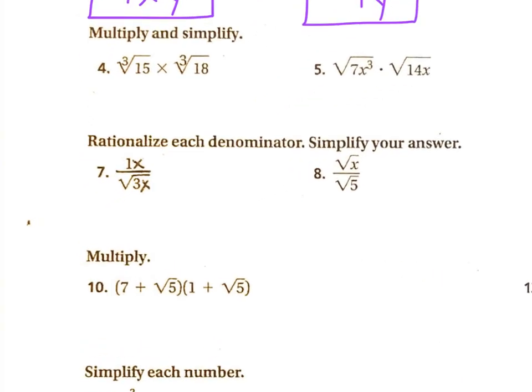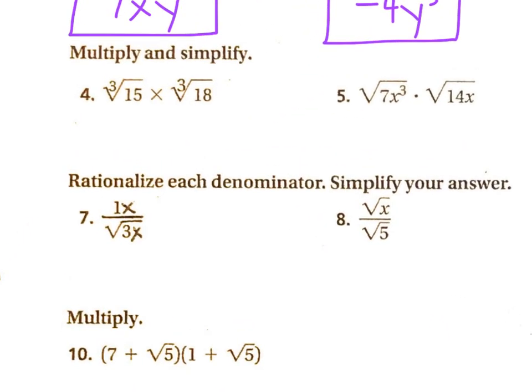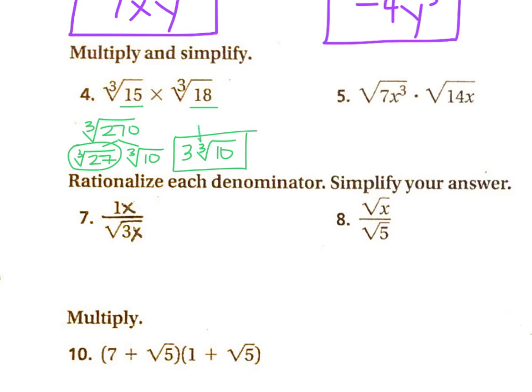Then it says multiply and simplify. If you look at this number 4 here, I would start by multiplying these two numbers. So it's going to be the cube root of 270. And then we can break that down. If we break that into what is cube rootable and what is not cube rootable, you can do 27, we can take a cube root of, 10, we cannot. Well, the cube root of 27 is 3, and then the cube root of 10, we just have to leave like that. Don't forget that little 3, right?